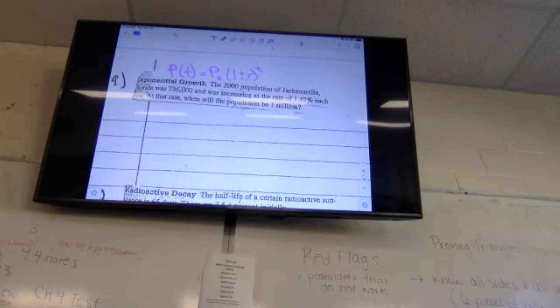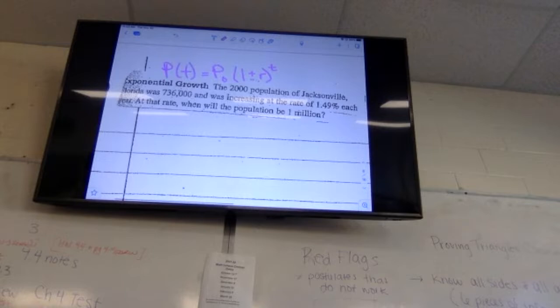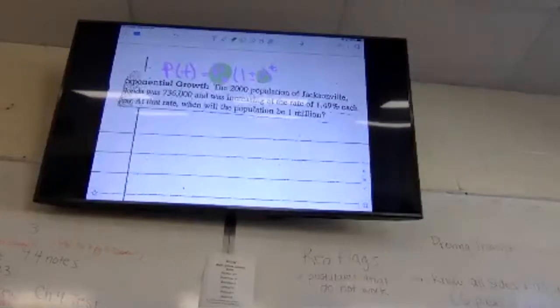So the first problem says the 2000 population of Jacksonville, Florida was 736,000, and it was increasing at the rate of 1.49% each year. At that rate, when will the population be 1 million? Okay, where do I start? Where do I plug in first? T, isn't T equal 0? We could plug t in for 0 and figure out what my starting point is, but I actually know what my starting point is, and I know my rate. So we're just going to plug in those 2 points, and then t stays as my variable.